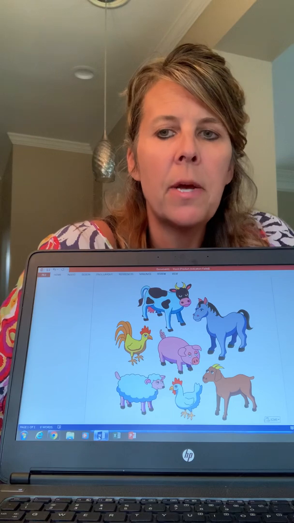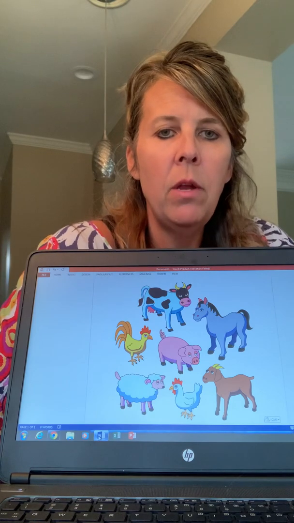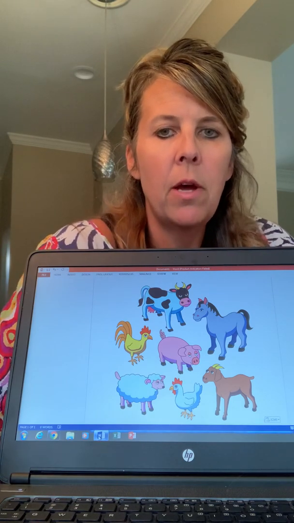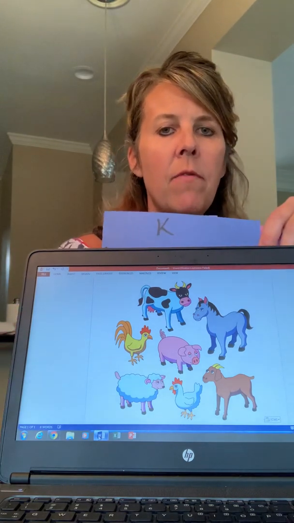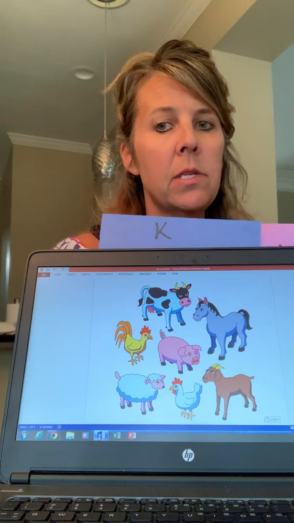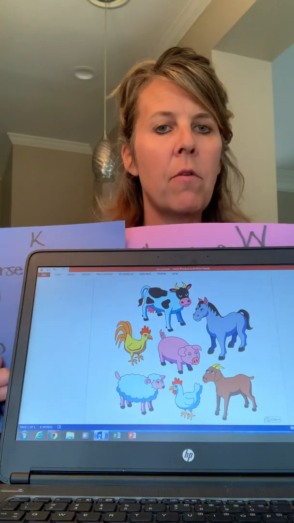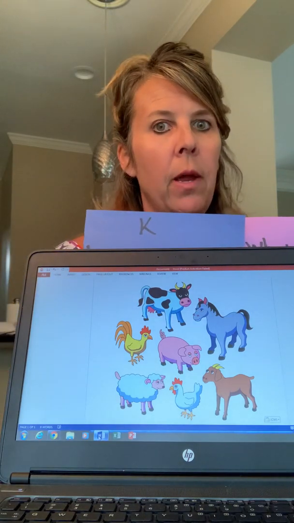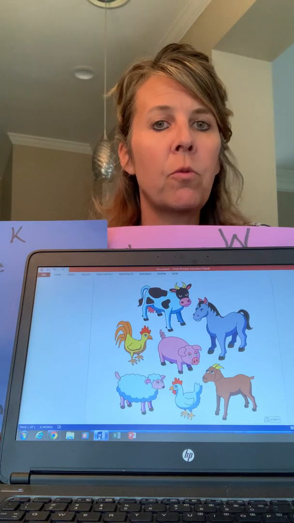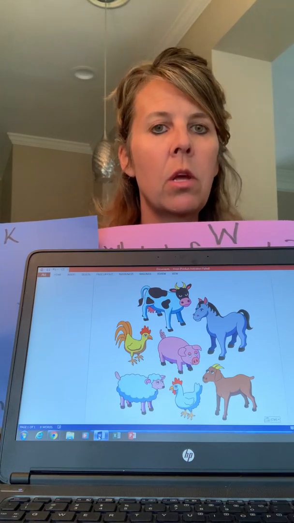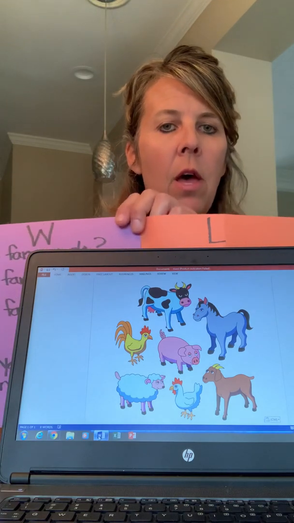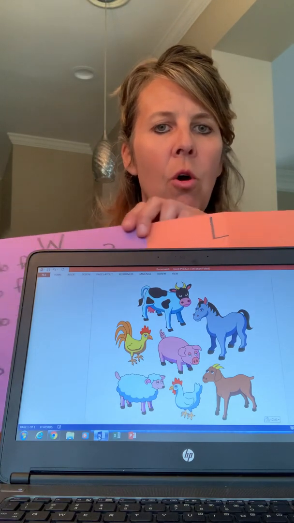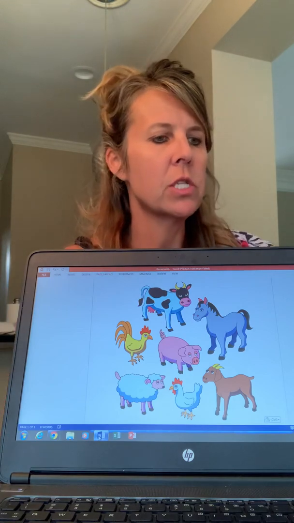So we're going to talk about some farm animals, and we're going to be using our KWL chart that looks like this. So we have the letter K for what we already know. We have the letter W for what we want to know. And then after you have all your fun learning this week, we have the letter L for what you have learned all week from all your different teachers this week.